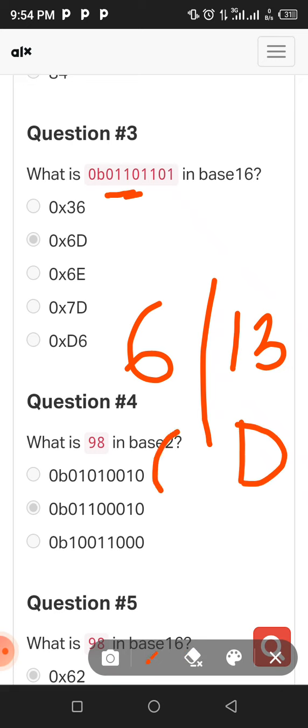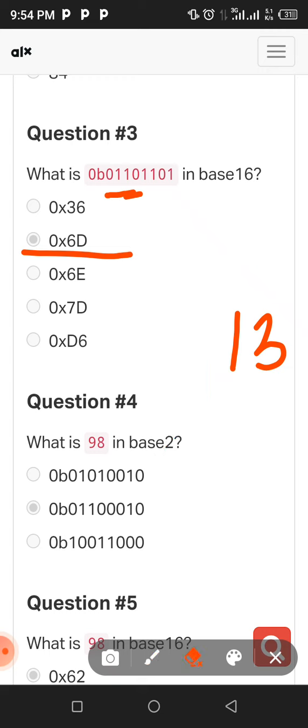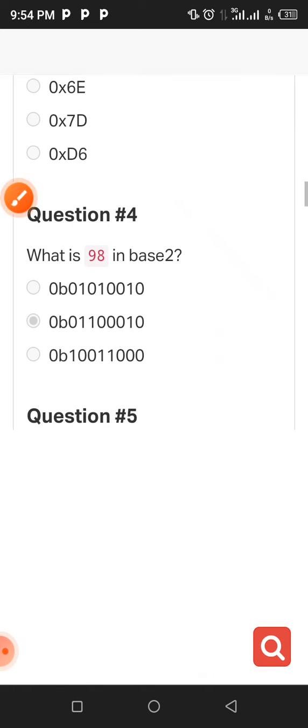So we have 6D. You can see our answer is over here, which is the 6D we have here. I hope you guys understand that. So, for the next one, it asks what is 98 in base 2.